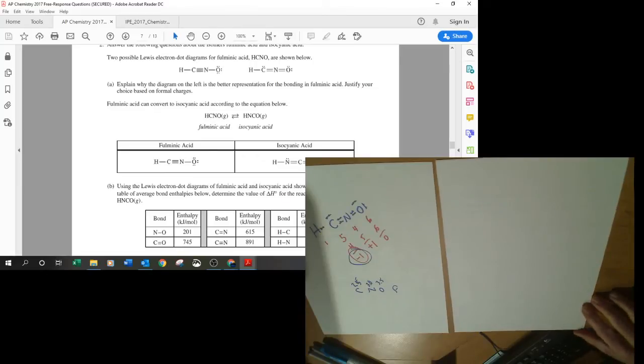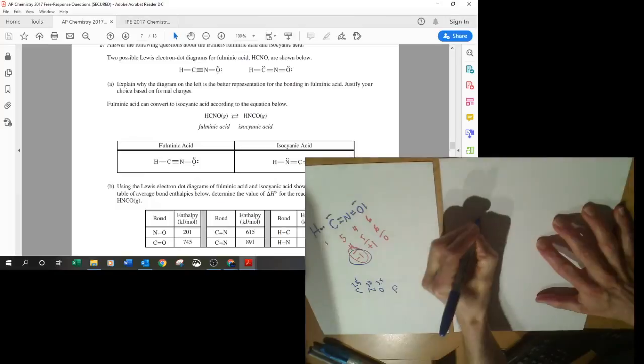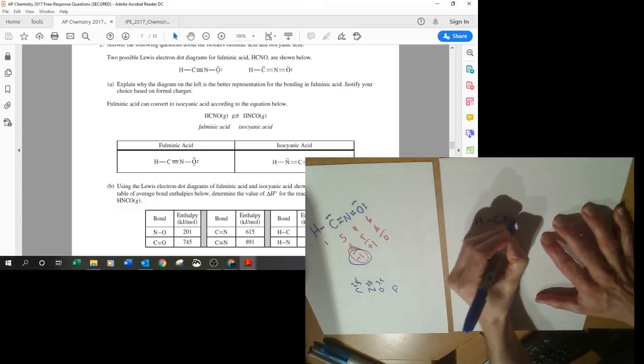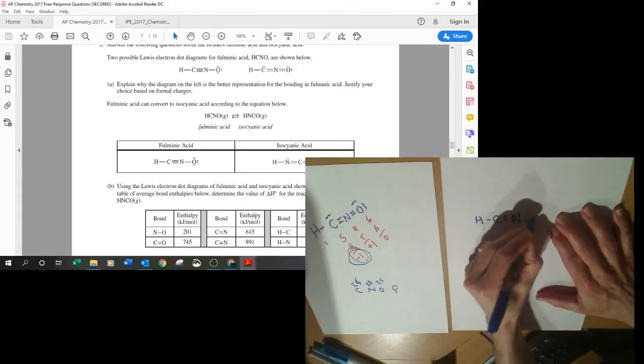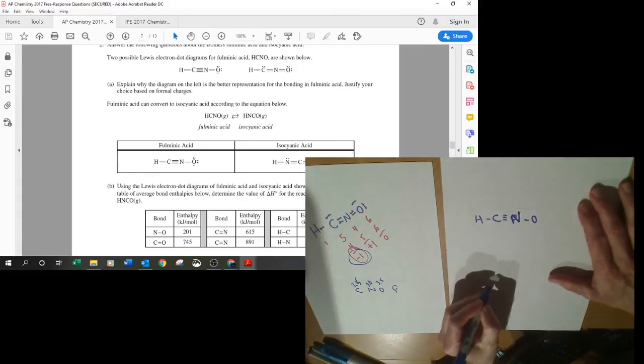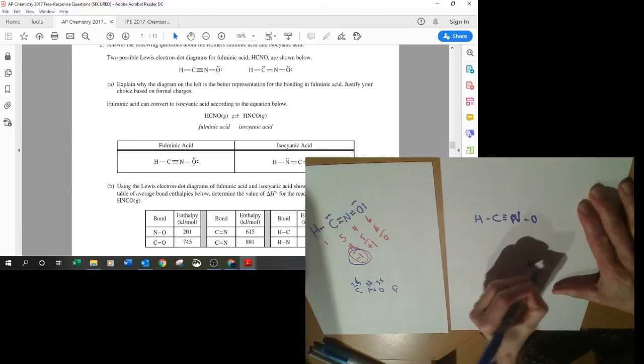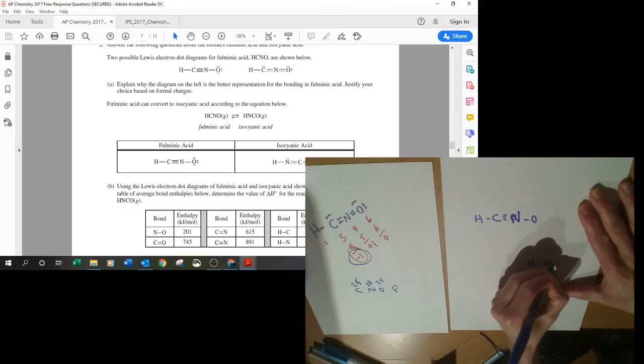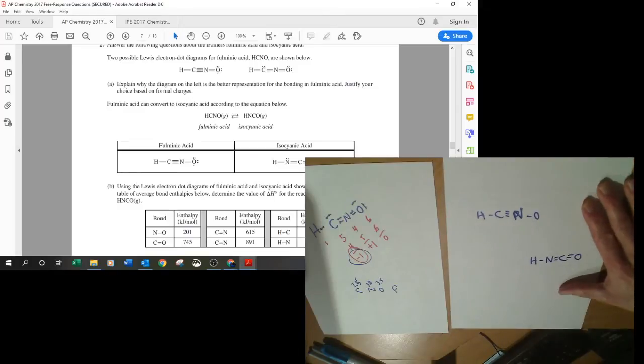So, using the Lewis dot structure and the isotope to determine the delta H of one forming from the other, and since it's 1 to 1, we've got an HC triple bond N, single bond O. Don't have to worry about the free electrons. H, N, double C, double O.